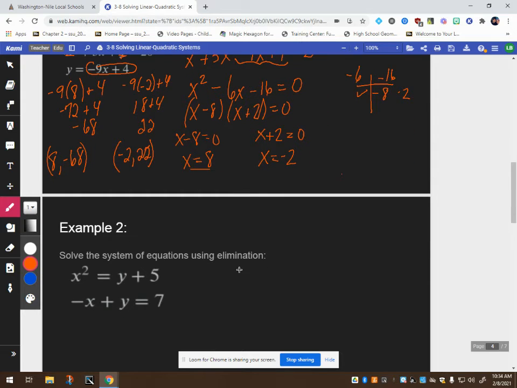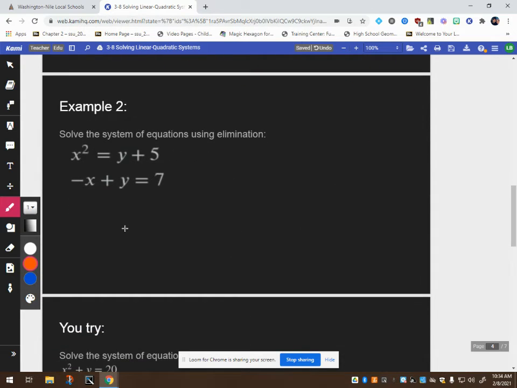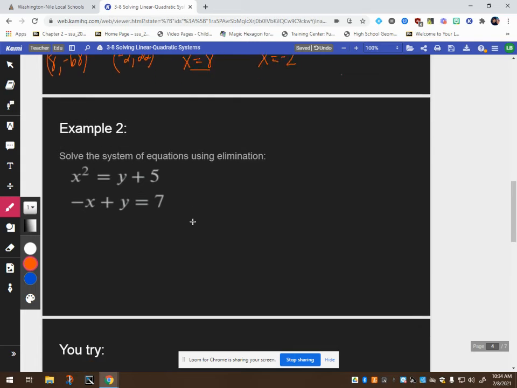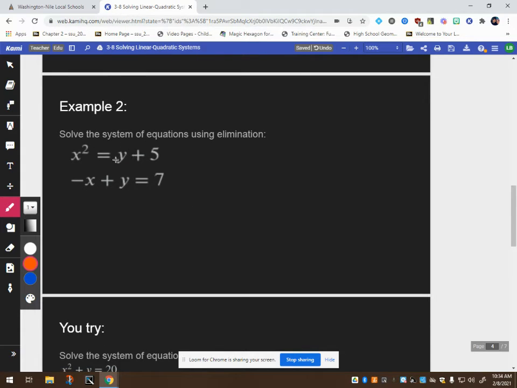Okay, so back over here, example 2. We're going to solve the system of equations using elimination. So this time, instead of using substitution, I want to use elimination. I'm going to move this y over so that they're set up similarly. So I have x squared, leave a little space, minus y equals 5. And underneath that, I'm going to put minus x plus y equals 7.